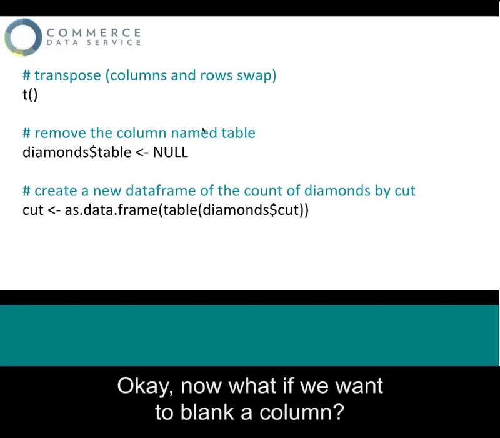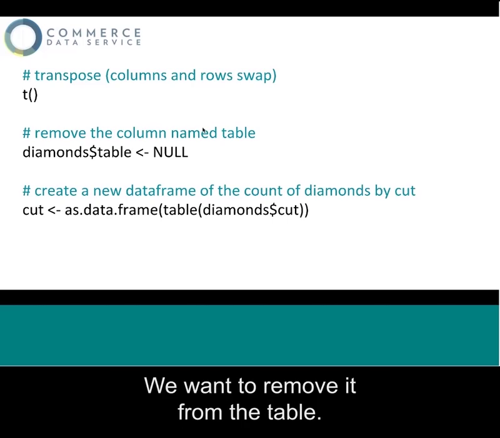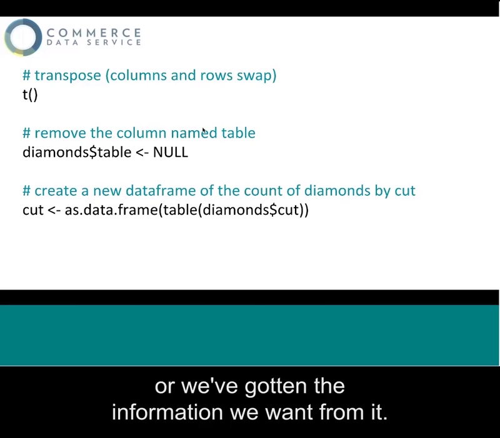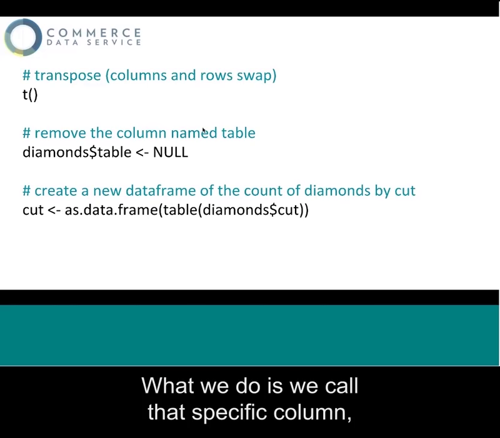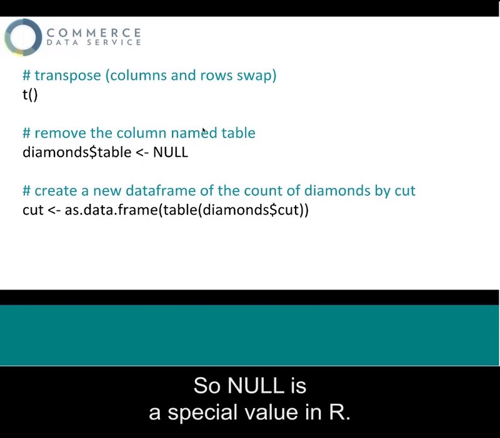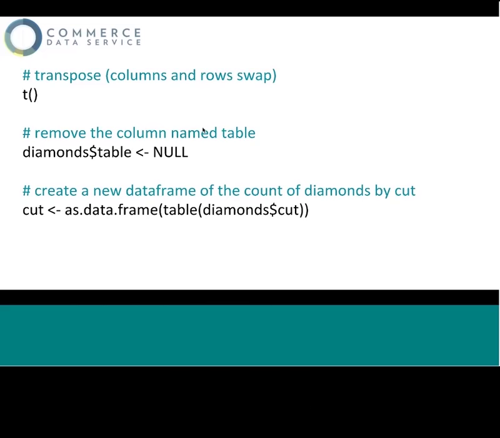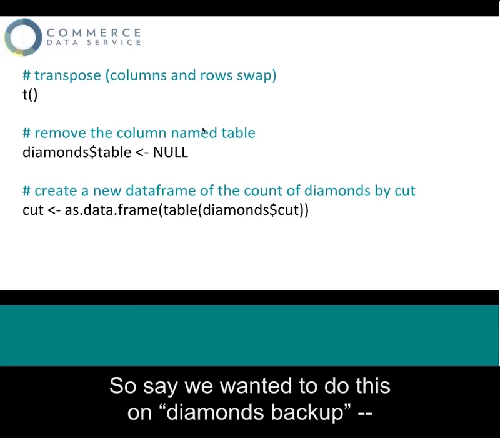Okay. Now what if we want to blank a column? We want to remove it from the table. We say we don't need it anymore. We've done the function on it, or we've gotten the information we want from it. We don't want it in memory anymore. What we do is we call that specific column and we null it. So NULL is a special value in R, all caps. It's one of the special values like TRUE or FALSE. They tend to be all caps in R. So NULL, it just means blank it. It deletes it.